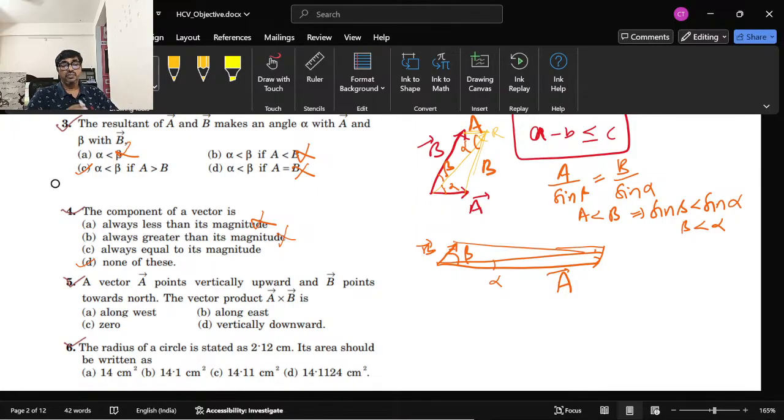When will it be equal? When the vector is parallel to the line. When is it not equal? When the vector makes some non-zero angle with the line there. So the answer is D. Okay, next.